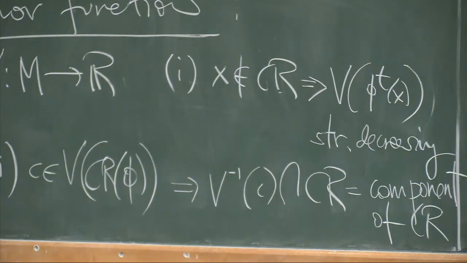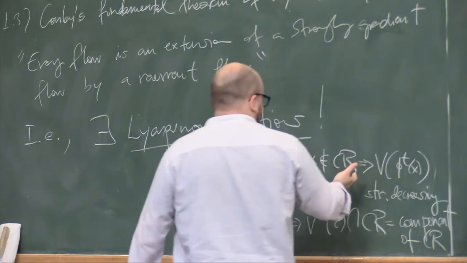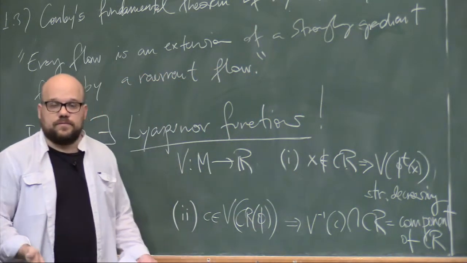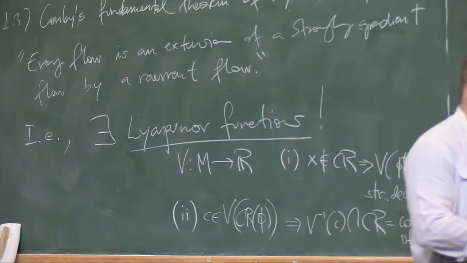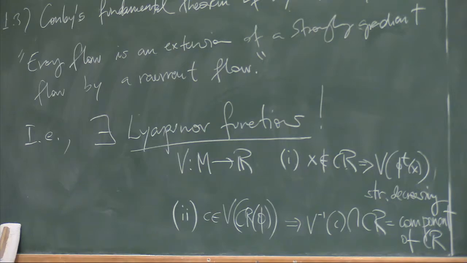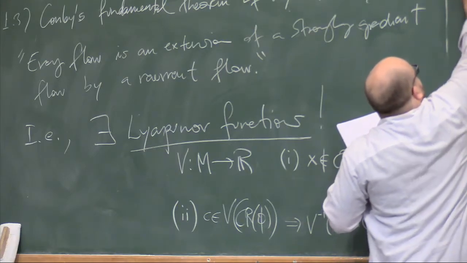As I said, if you want to study conservative flows naively, it's not very interesting, right? The chain recurrent set is everything. The function has to be constant. You don't have anything to say. So now it's nice to consider hyperbolicity.